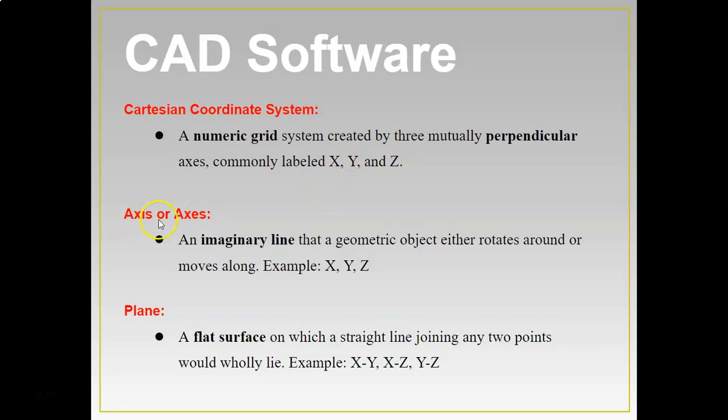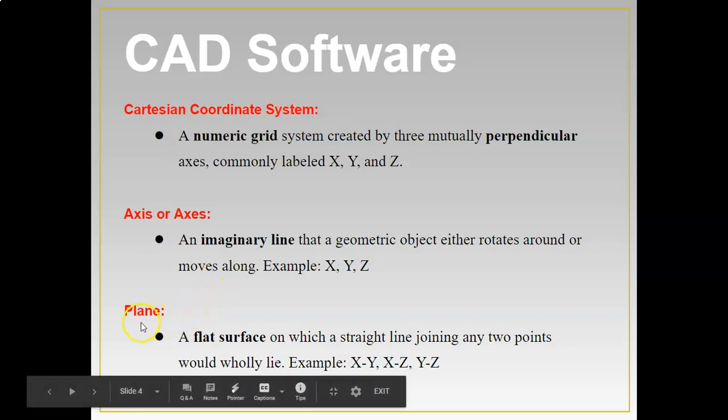So then you have an axis or axes. These are an imaginary line that a geometric object either rotates around or moves along. So if you think about what the Earth does, it rotates around an axis. Okay. Same thing with the moon. The moon rotates around the axis of the Earth. The Earth itself rotates around the sun. So it's an imaginary line.